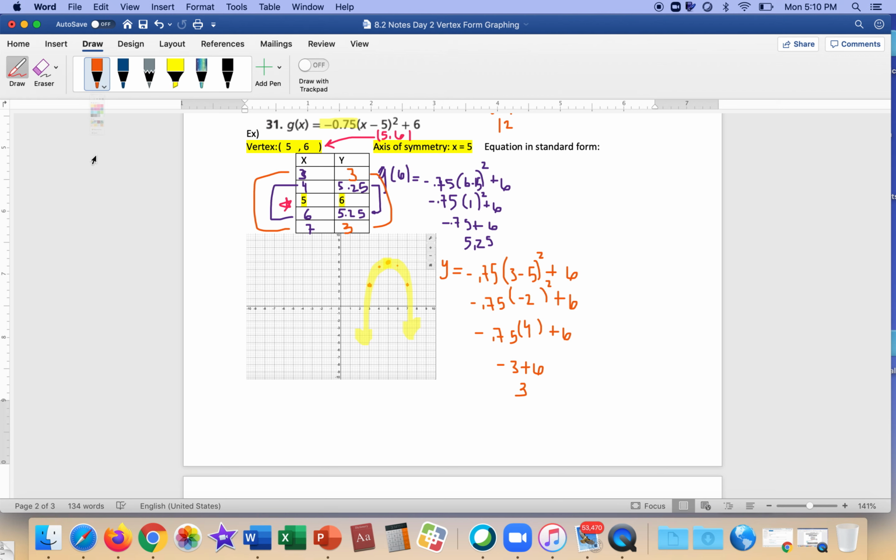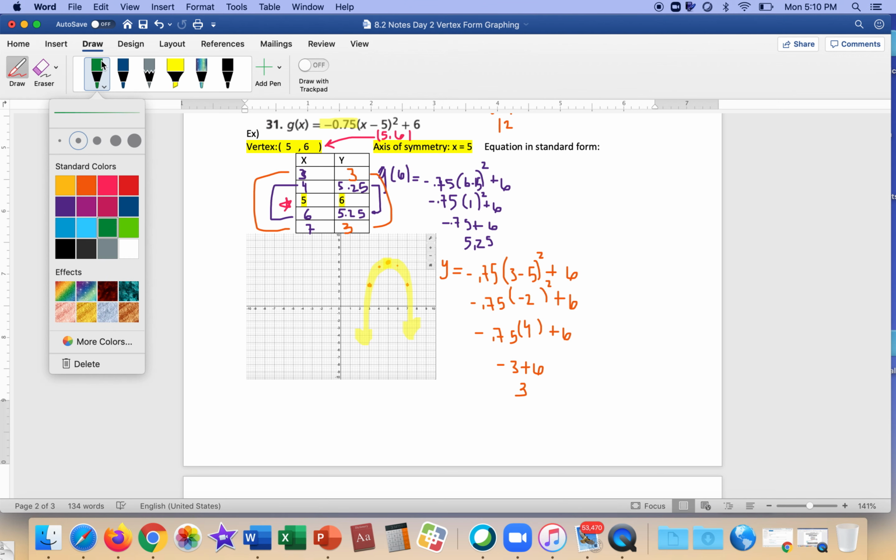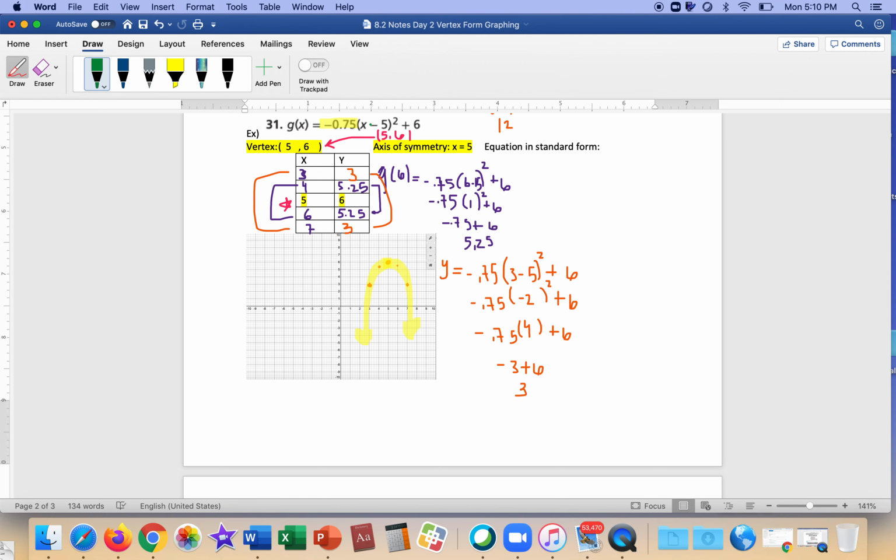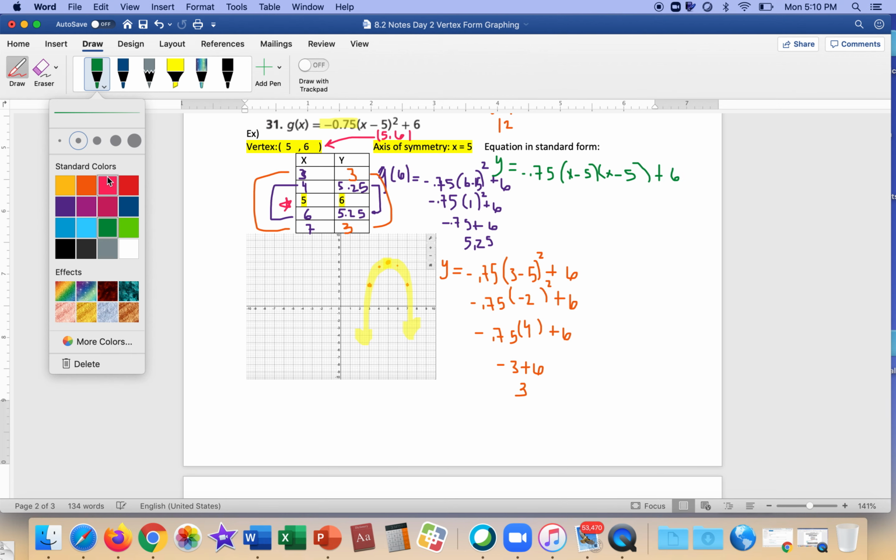So now if we try to go from vertex form, it's vertex form because right away we see the vertex. Opposite of inside is 5, the number on the right, 6. We're going to go to standard form though. So if I go to standard form, I'd have negative 0.75 times x minus 5 times x minus 5 plus 6. We then need to FOIL.